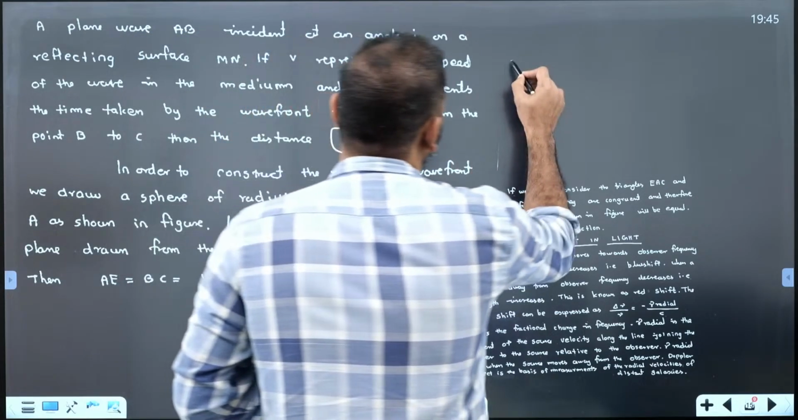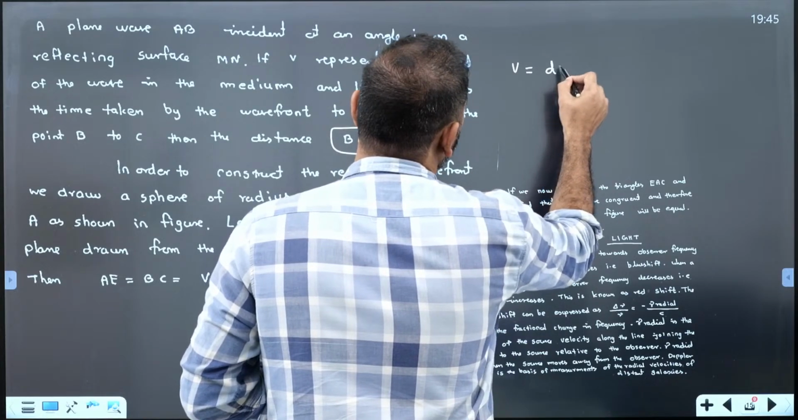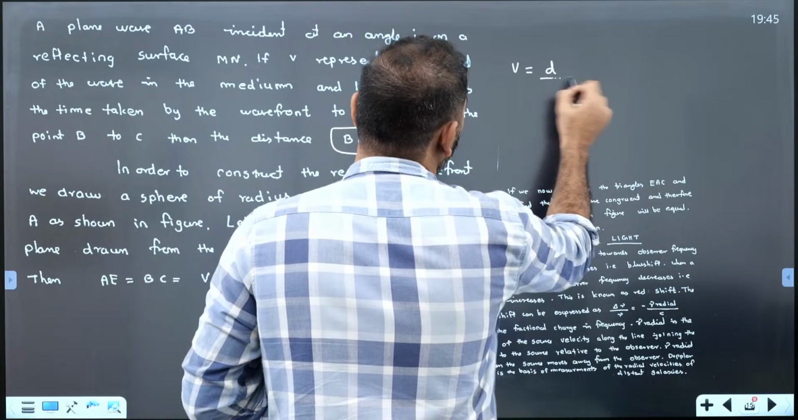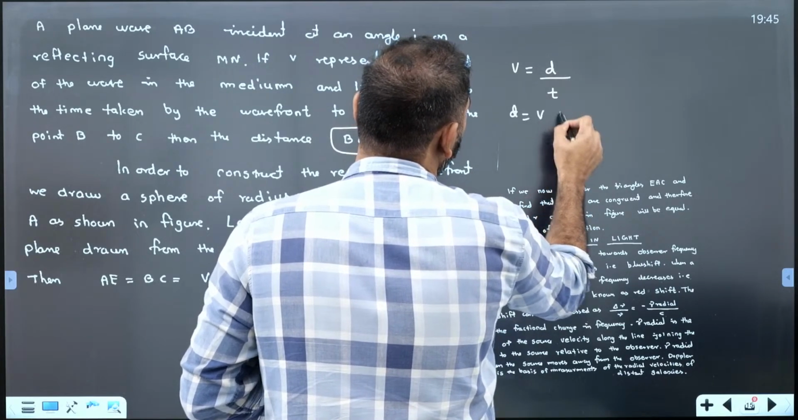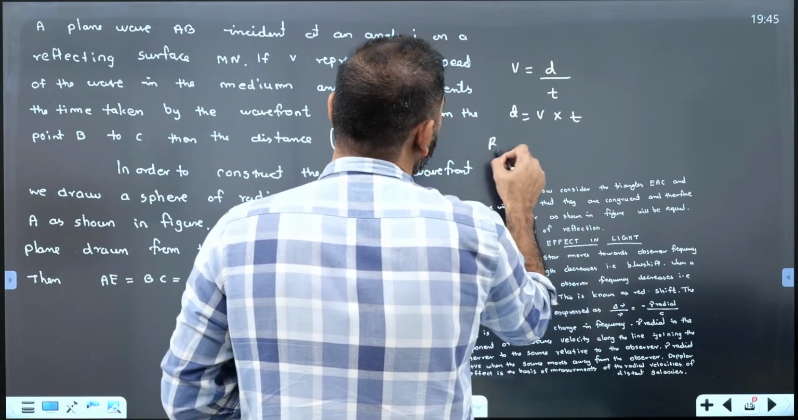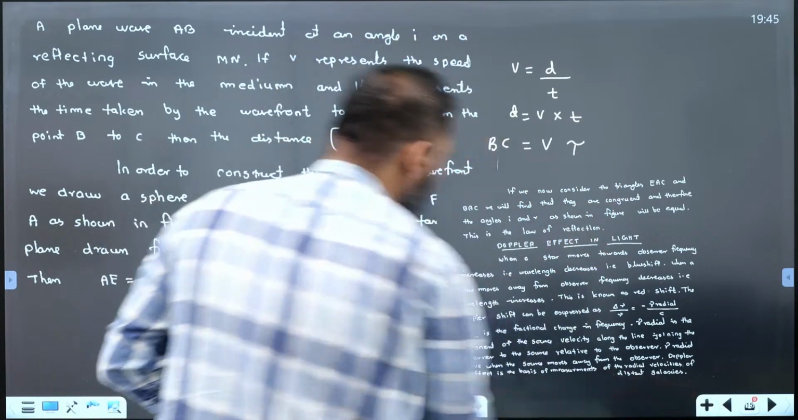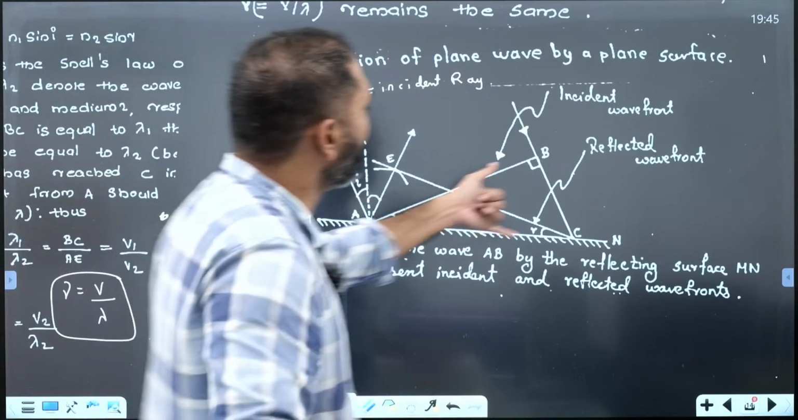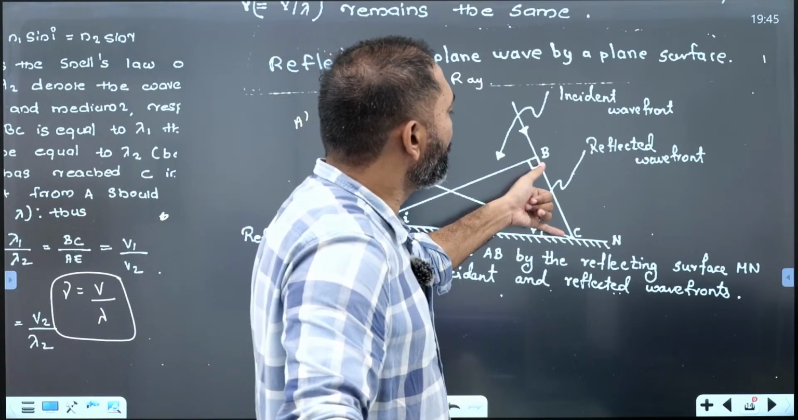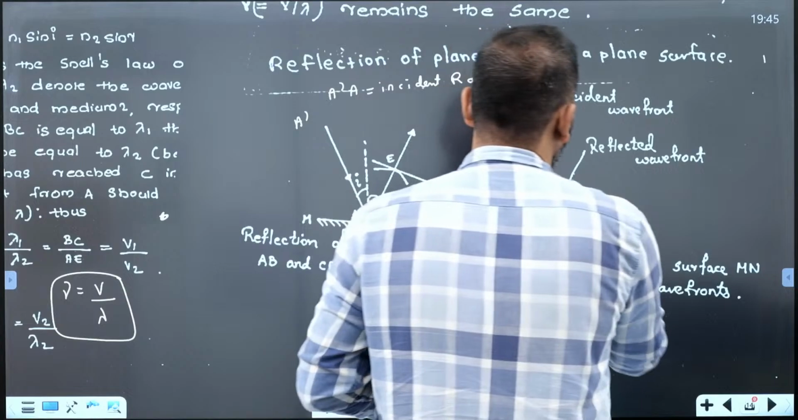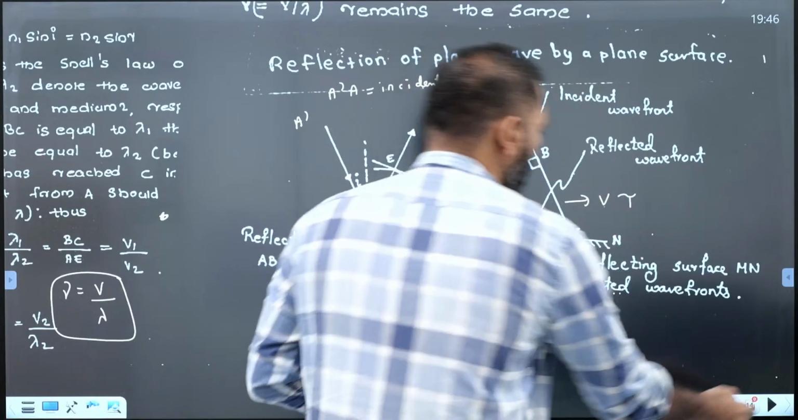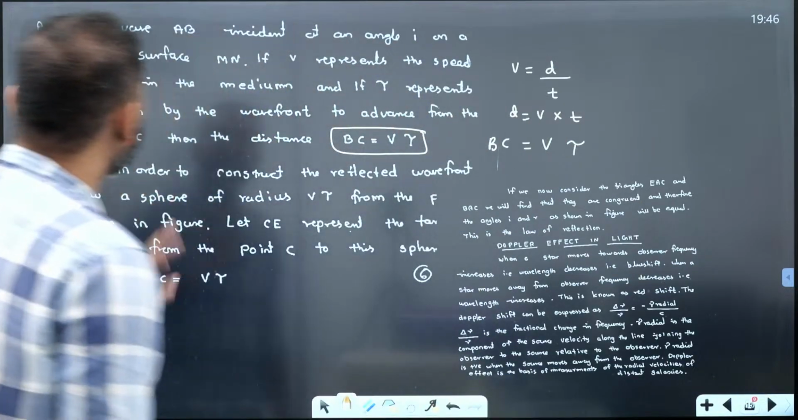How? Velocity equals what? Displacement or distance by time. Distance equals velocity into time. What is the distance here? BC. What is the velocity? v. Into time, which is tau. So the BC distance is equal to v tau. Any doubt? BC distance equal to v tau.